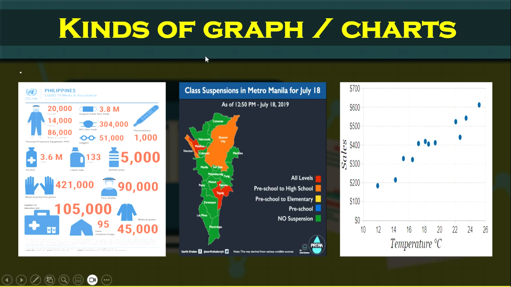In addition, when it comes to cartogram, an example is the class suspensions from the page of Earthshaker. If you're familiar with Earthshaker, it summarizes the suspensions here in Metro Manila, especially during rainy season. So as you can see, they can identify if that city suspended the class in all levels from preschool to high school, preschool to elementary, preschool, and no suspension.